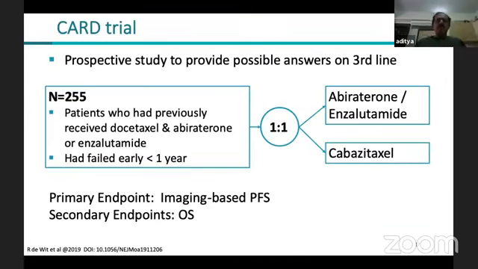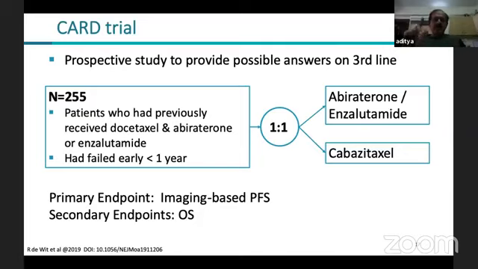So next comes the question: we have done AB, we have done enza, and now the patient has progressed again. So I have to introduce a third-line therapy. The question is now what? Again, we were looking at choices, how to select patients. Here is a trial which was published last November, the CARD trial, and that tried to give us answers on what third line should be chosen.